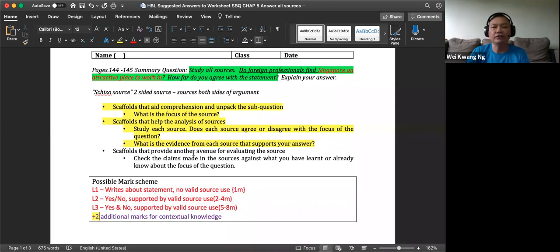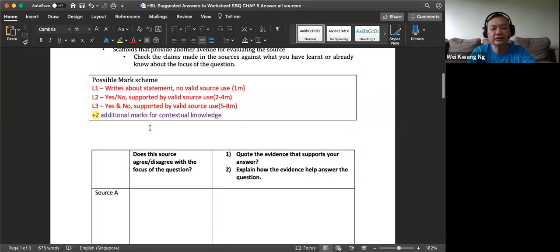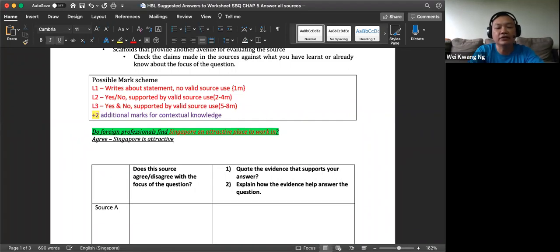So now let's look at the question. The question is, do foreign professionals find Singapore an attractive place to live in or to work in? How far do you agree? If I was given a statement like this in the examination, it means that if the sources agree, Singapore is attractive. If the sources do not agree, the sources show that Singapore is not attractive. So far so good.